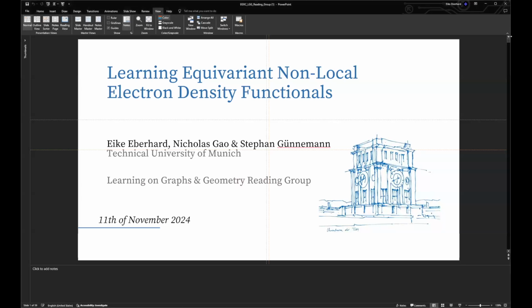And today we have the pleasure of hearing from Nicholas and Aika, who are going to be talking about their paper, Learning Equivariant Non-Local Electron Density Functionals. So with that, I'll pass it over to you guys, and feel free to get started.